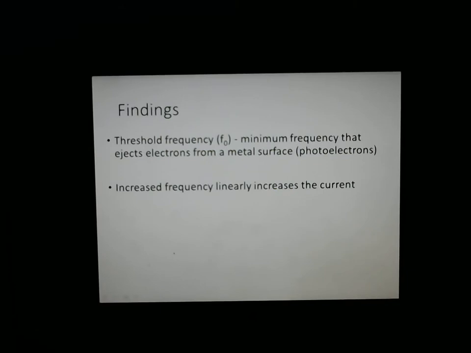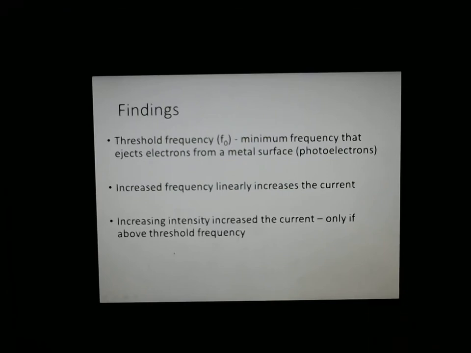Okay, so the light was ejecting photons. Sorry, the light was ejecting electrons. The photons were ejecting electrons. And these electrons were traveling and creating a current, creating a circuit. If you're above the threshold frequency, you increase the intensity or the brightness of the light. The light also increased the current.